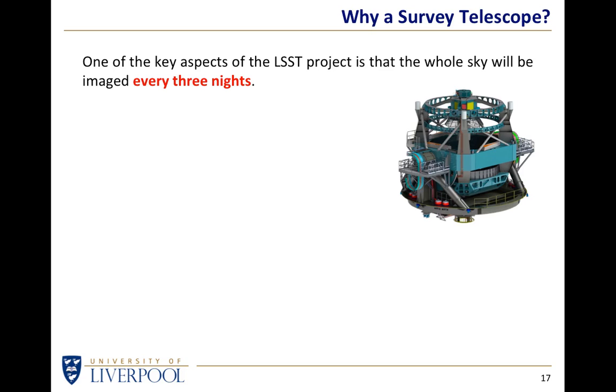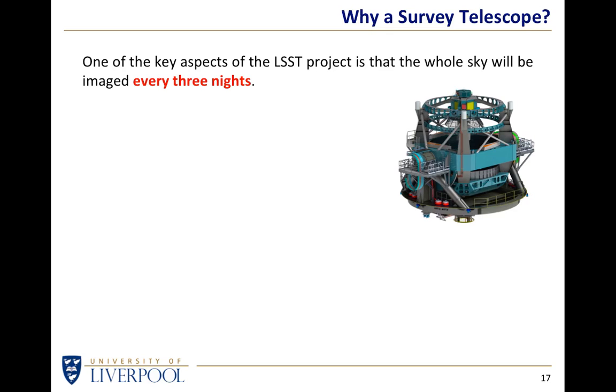Having designed something, we'll look at the optics in a little while, having designed something that is fast and in principle deep, and a wide angle, the intention is to map the sky every 3 nights. In other words, on any given night, most of which are clear, it should be able to map 1/3 of the sky that it can see. And on the next 2 nights, it will then do the next third and next third. After 3 nights, it will have mapped the entire sky.